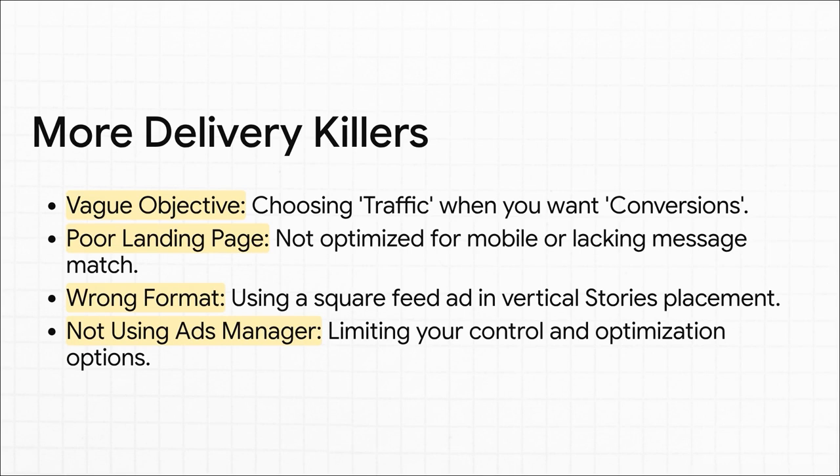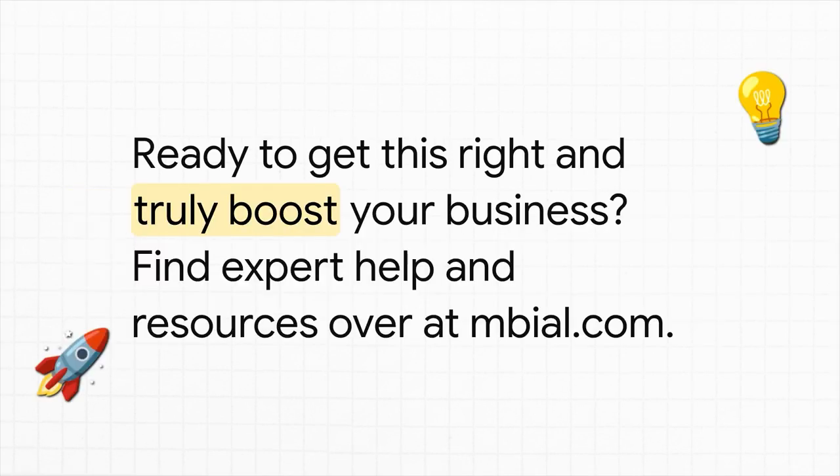And beyond those big 4, there are a few other culprits that can just kill your delivery. Choosing a vague objective like traffic, when what you really want is conversions, well, that tells the algorithm to look for the wrong type of person. A slow or clunky mobile landing page will absolutely tank your results. And using a square feed ad in a vertical stories placement, come on, that just looks broken. The takeaway here is you have to use the full power of the Facebook Ads Manager to control all these little variables. Feeling like you're navigating a minefield?